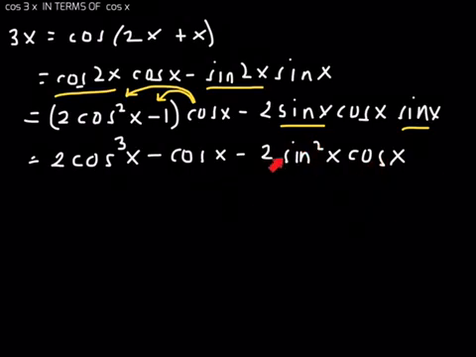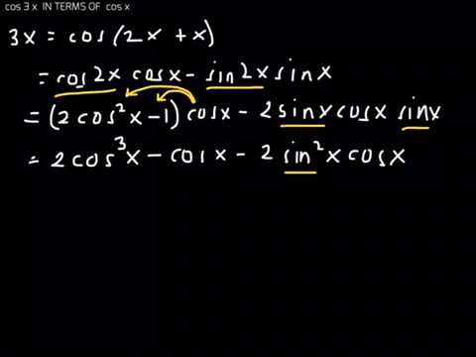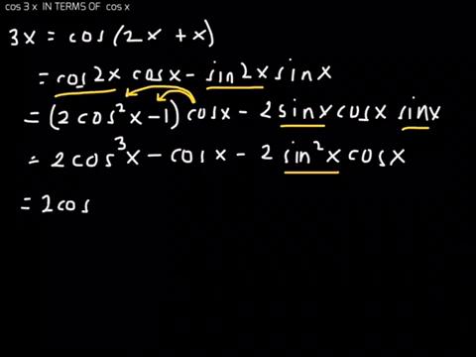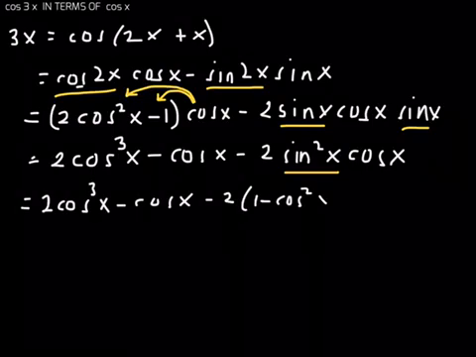Obviously, what's not good is sine squared of x. I'm suggesting that you replace sine squared of x with 1 minus cosine squared of x. That's one of your Pythagorean identities. So then this would be 2 times cosine cubed of x minus cosine of x, minus 2 times, now here it is, 1 minus cosine squared of x, that's the same thing as sine squared of x, times cosine of x.